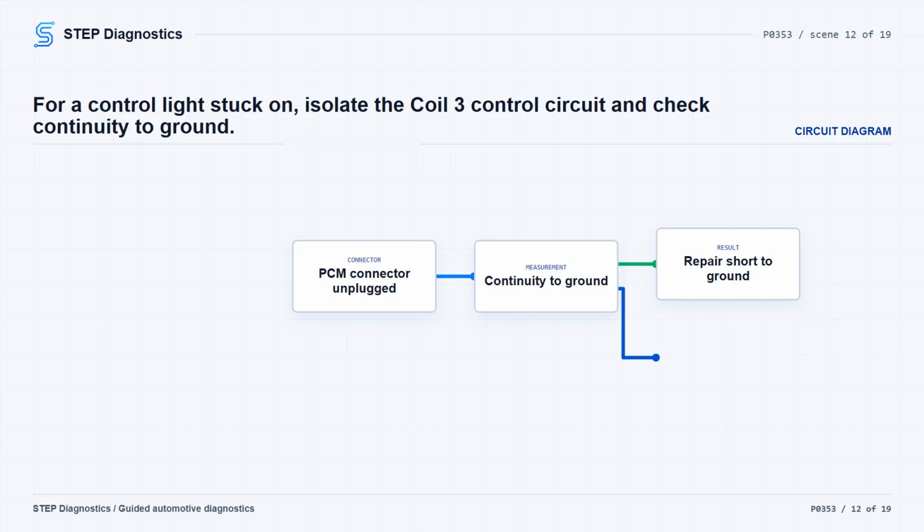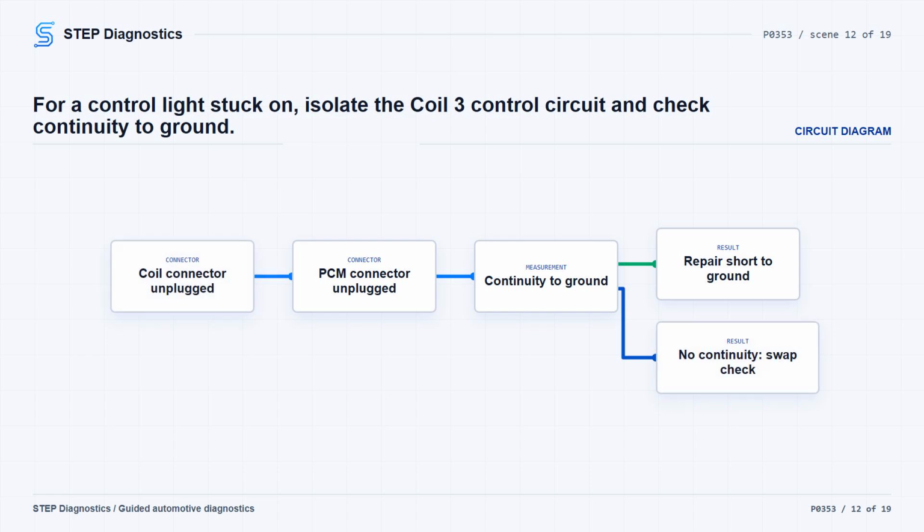Turn the ignition off, disconnect the ignition coil harness connector called out in the test, disconnect the PCM harness connector, and check for continuity between ground and the control circuit at the ignition coil harness connector. If there is continuity, repair the control circuit for a short to ground, using the circuit path and any inline connectors to help isolate the short, then verify the repair. If there is no continuity, continue to the coil swap check before condemning the PCM side.